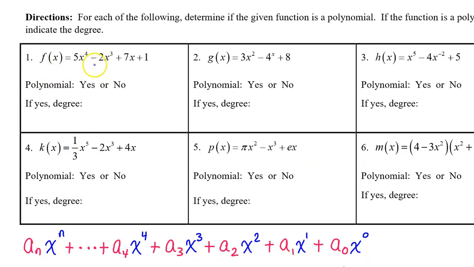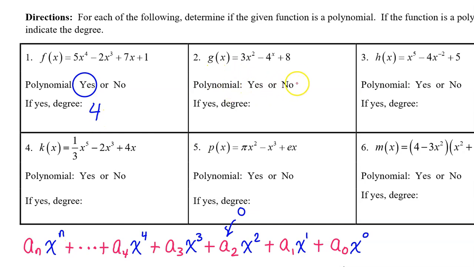For example, problem number 1 is a polynomial, yes. You might notice that the term with degree 2 is missing. It goes straight from degree 1 to degree 3. That's okay. That just means that the coefficient of that particular term is 0, which is a real number. The degree of the polynomial is the degree of the leading term, which is the highest exponent in the polynomial. So this polynomial has degree 4.